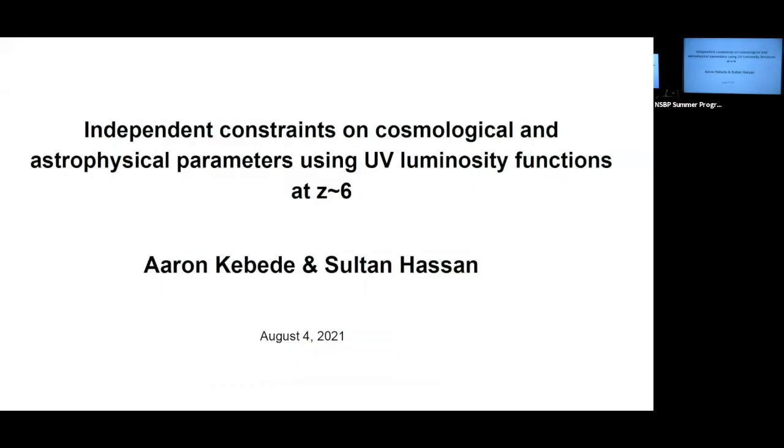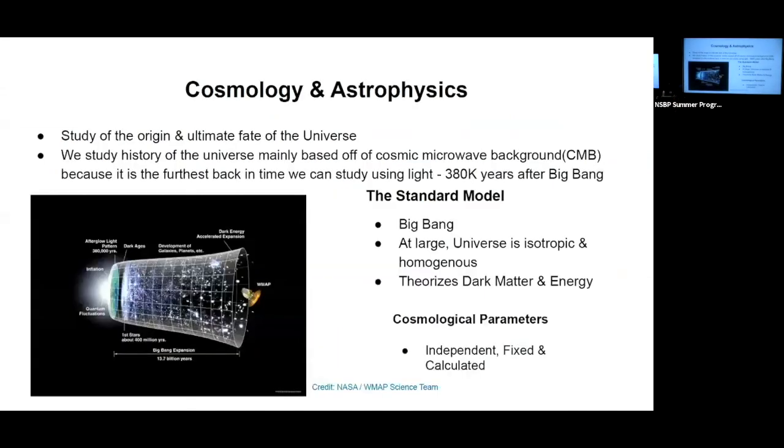Hi everyone, my name is Aaron, and this summer I've been working with Dr. Sultan Hassan on constraining cosmology and astrophysical parameters using luminosity functions. This is a beautiful thing because usually to constrain parameters we use larger sets of data like the CMB. No one has really done smaller sets like galaxies and luminosity functions.